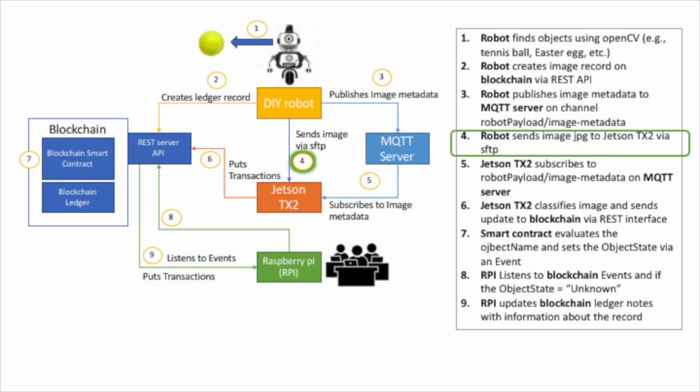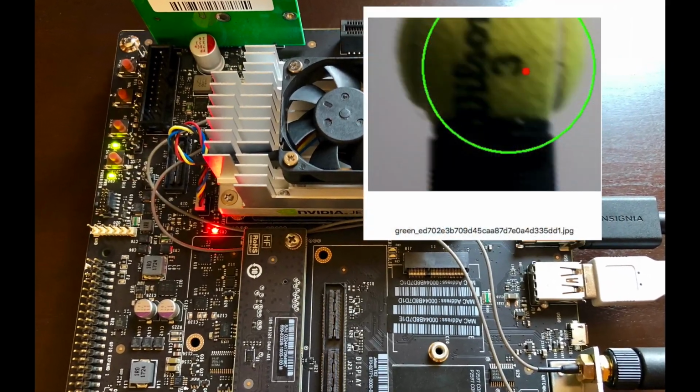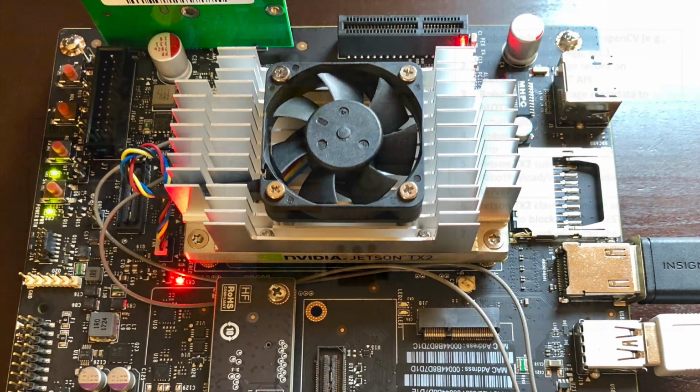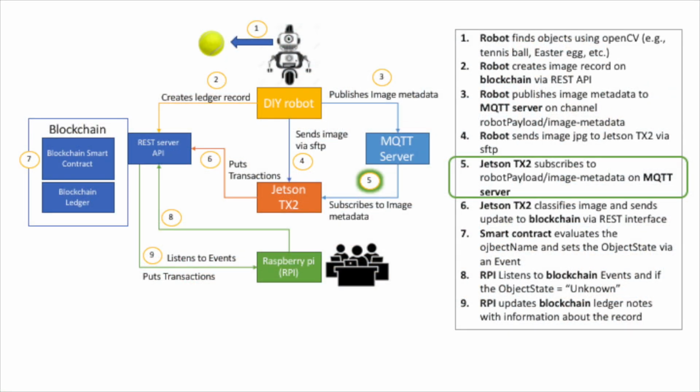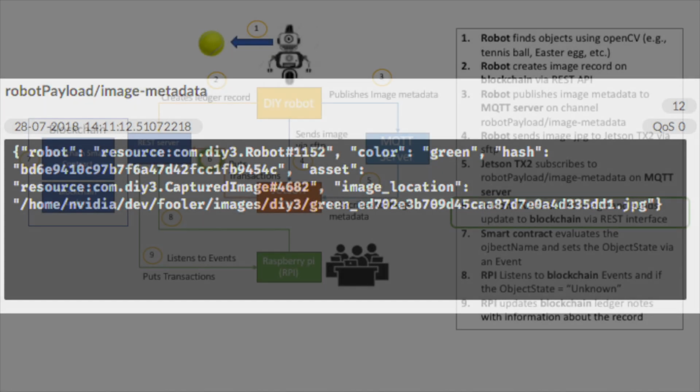Step 4. The robot SFTPs the image file from the robot to a file directory on the Jetson TX2. Step 5. A listener program on the Jetson TX2 subscribes to the MQTT channel. The metadata has the file name, hash of the image for data integrity, blockchain record ID, and other metadata used to update the specific blockchain record via blockchain transaction in Step 6. The transaction also emits a blockchain event.